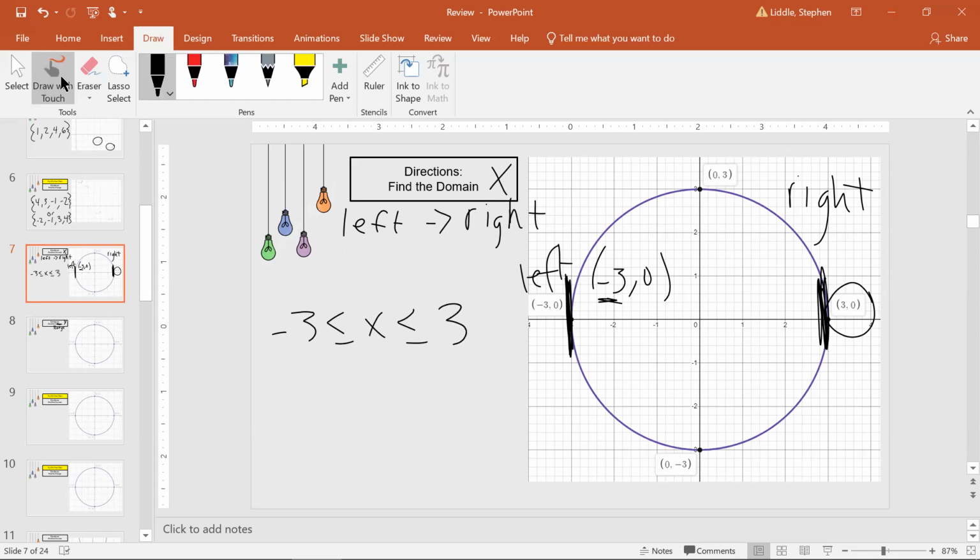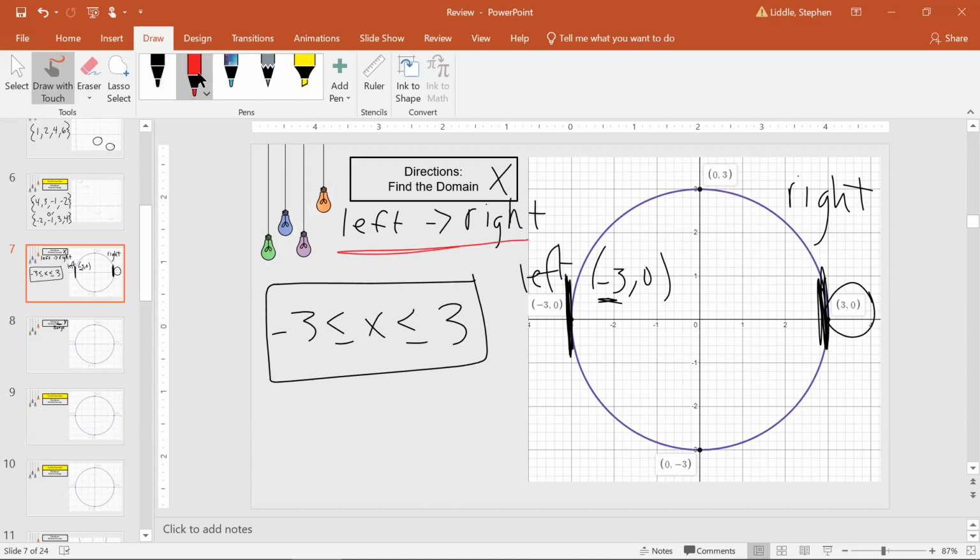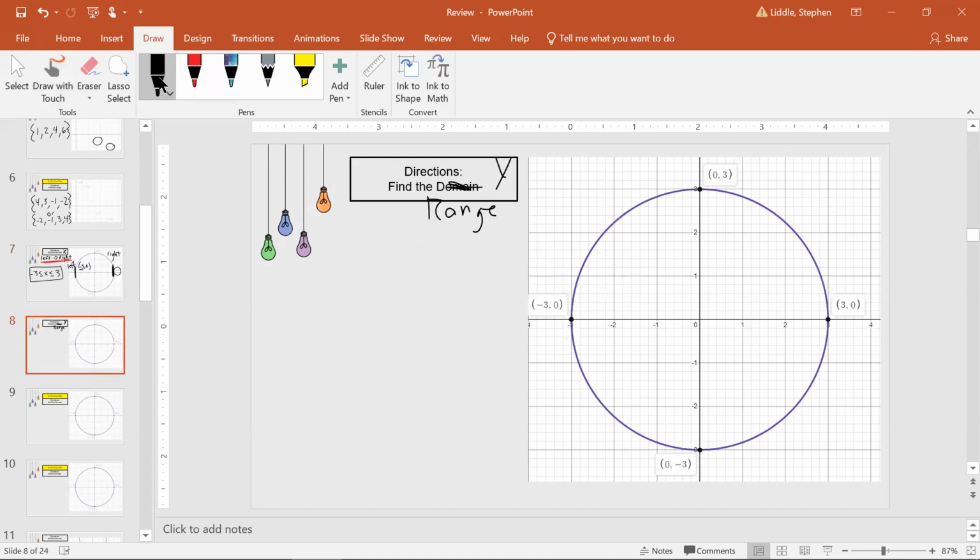So our furthest we can go is 3. This would be our answer. So domain, we want to make sure we're looking left to right. Now for range, we want to look down to up. We want to know what's the furthest down this goes and what's the furthest up.